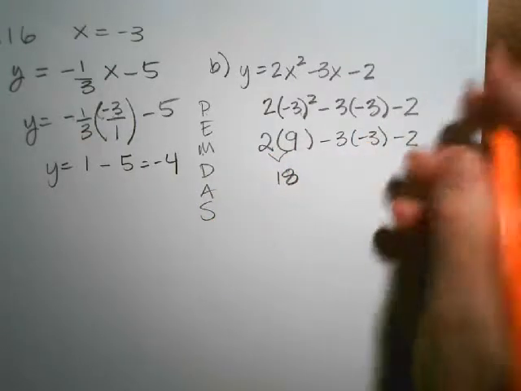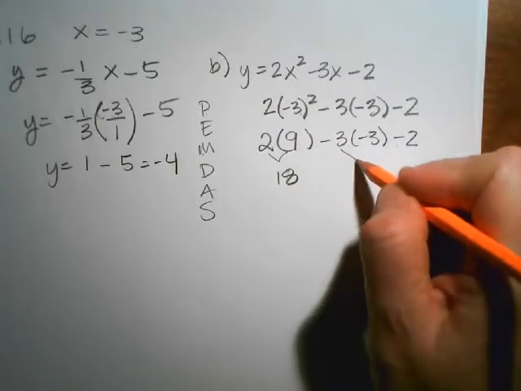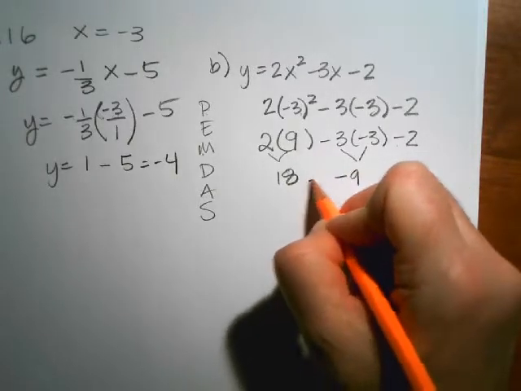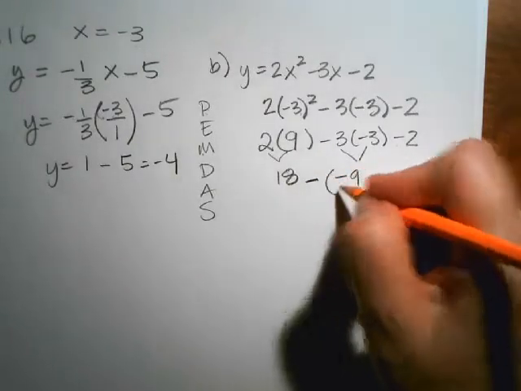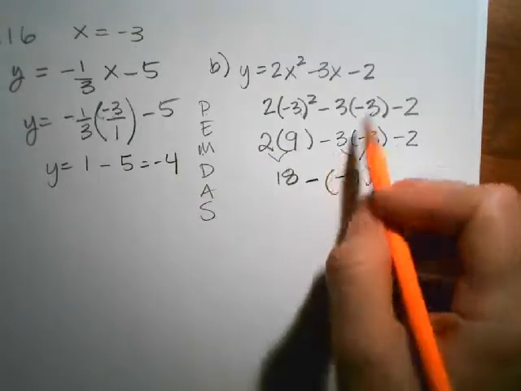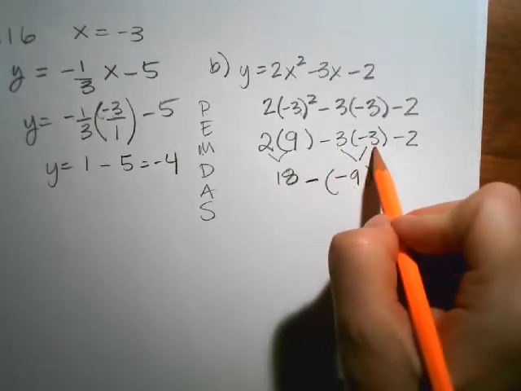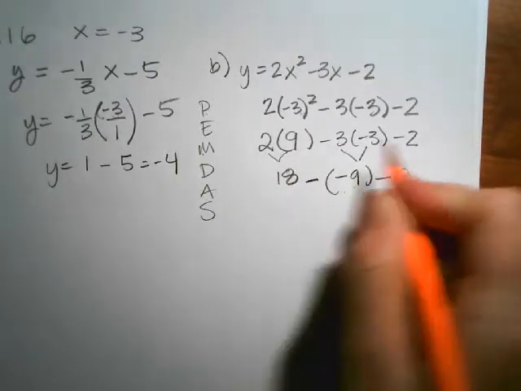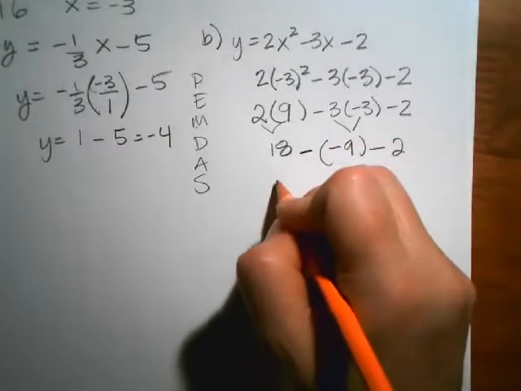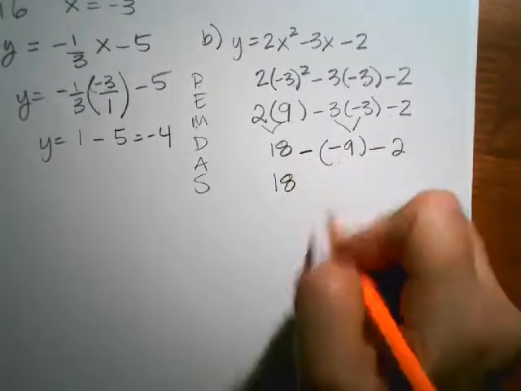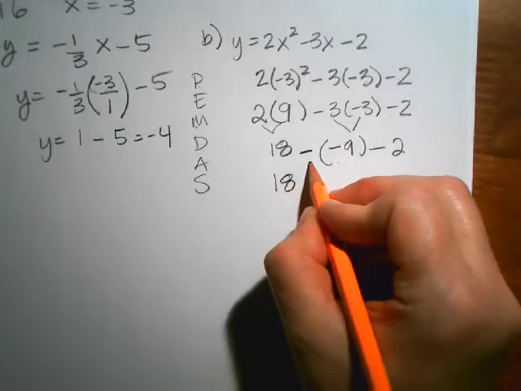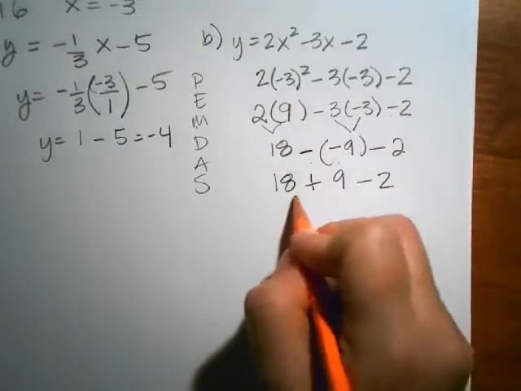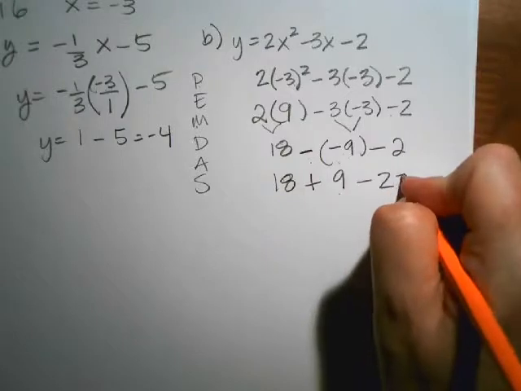Now here you could do this a variety of ways. You could just say 3 times -3 is -9, but then you need to remember to bring down that minus sign and think of it as 18 minus -9, or you could think of this as -3 times -3, which is positive 9. I did it in 2 steps. You can shorten that if you'd like. Minus a negative, subtracting a negative. Remember, subtraction is adding the opposite. So that's like adding the positive 9. 18 plus 9 is 27, minus 2 is 25.